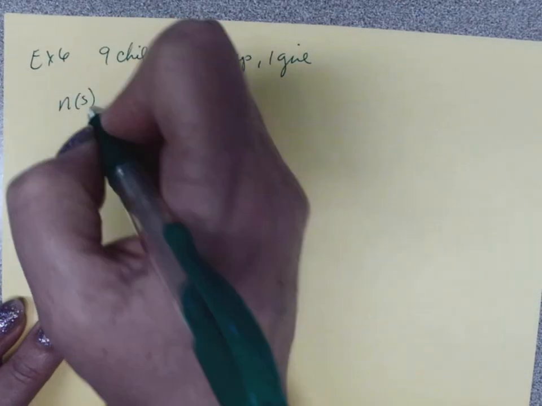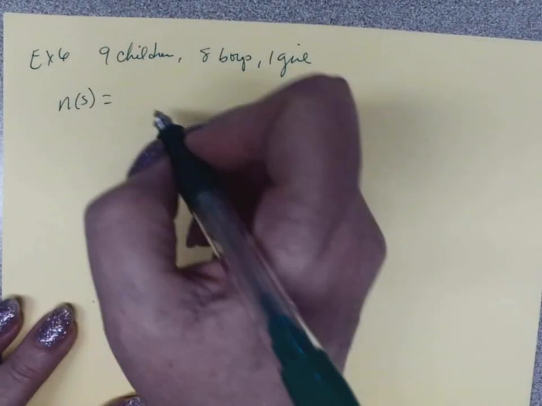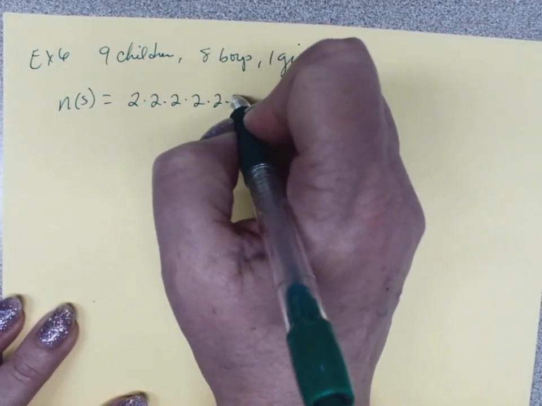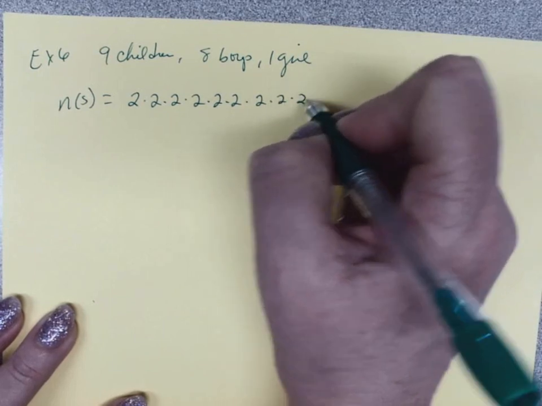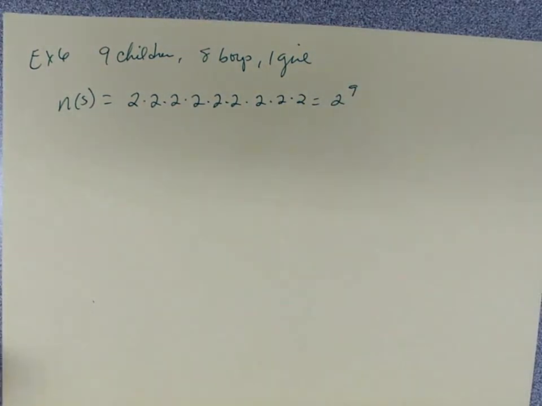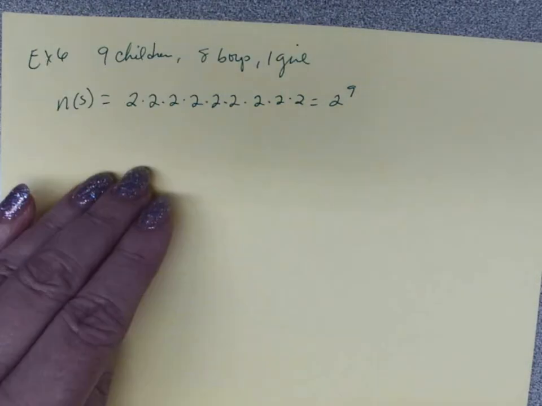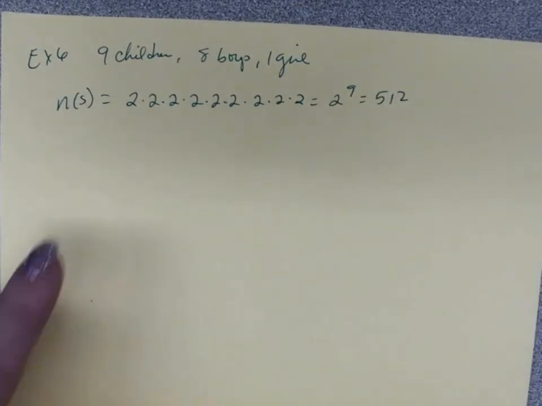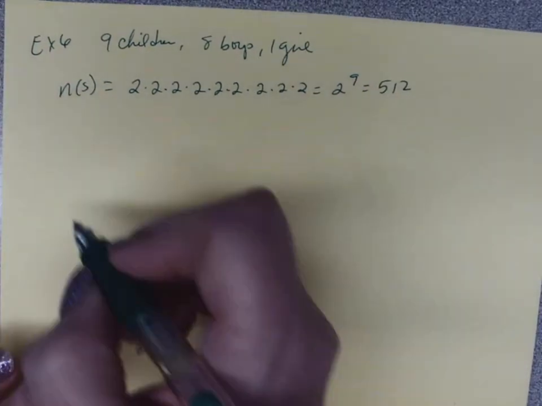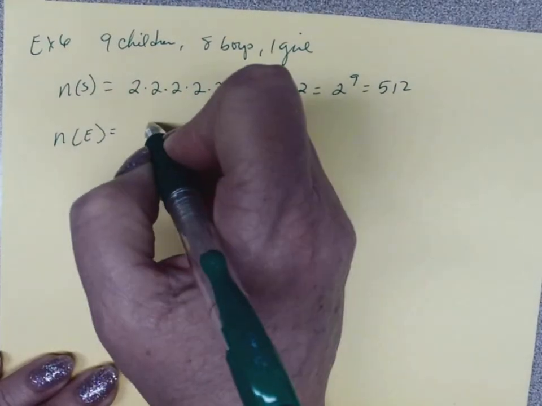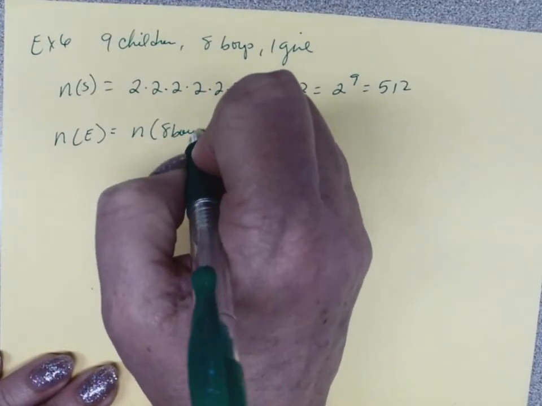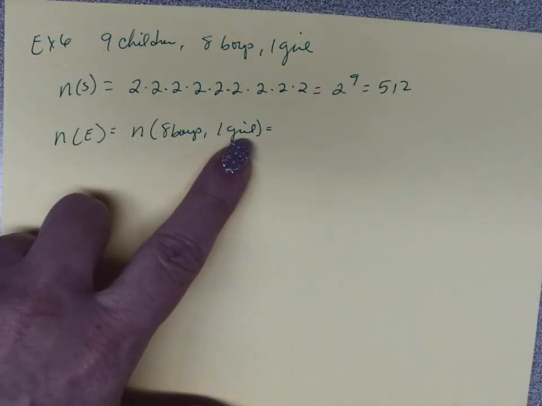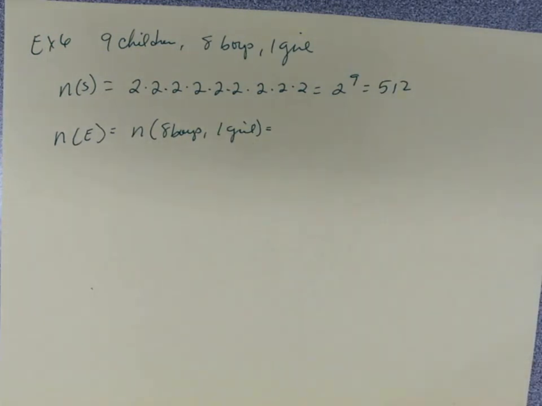So our N of S is going to be 2 times 2 times 2 times 2 times 2 times 2 times 2 times 2 times 2, which you get in 2 to the 9th. Now you don't have to write out all those 2's. You can just say, hey, this is going to be 2 to the 9th because it's 2 multiplied 9 times. And that gets us 512. So that's our N of S. Now our N of E is the number of 8 boys and 1 girl. So how many different ways can we get 8 boys and 1 girl?